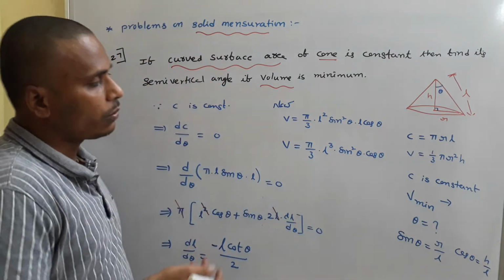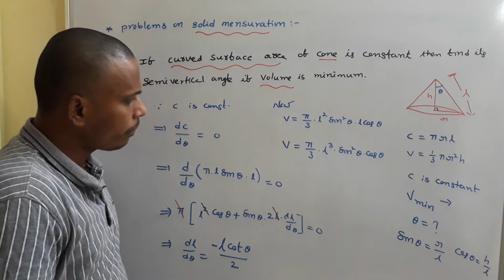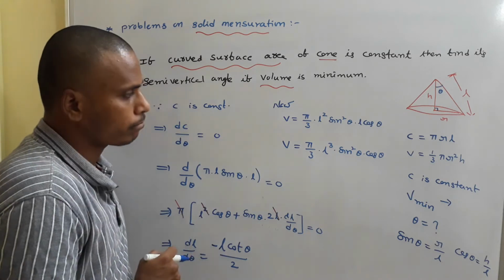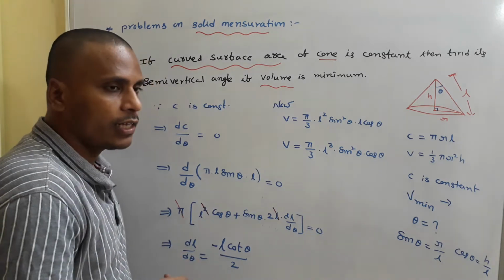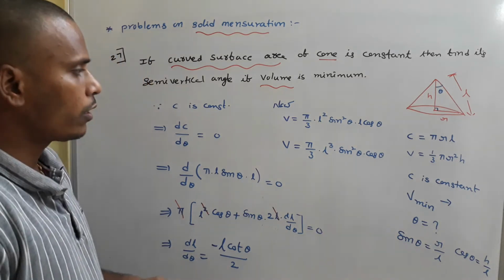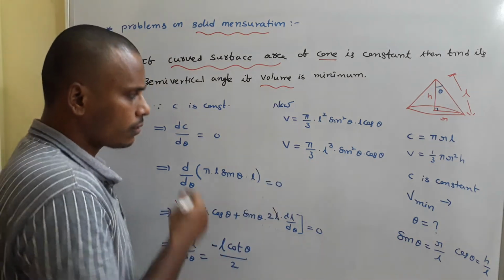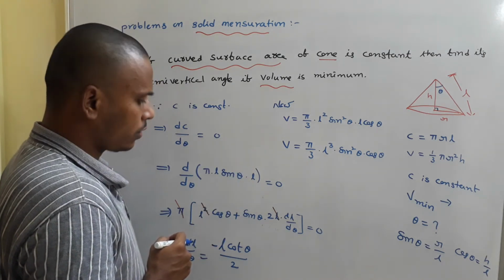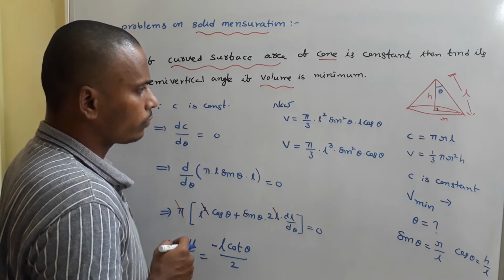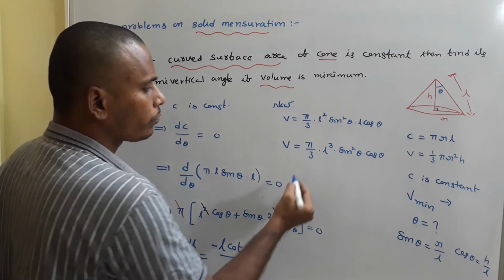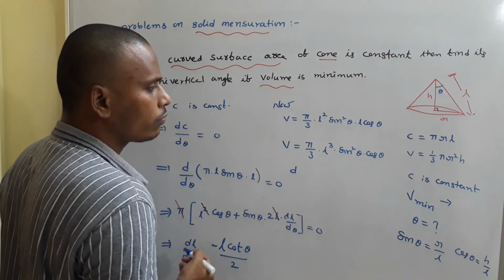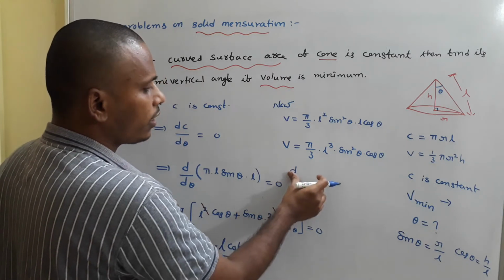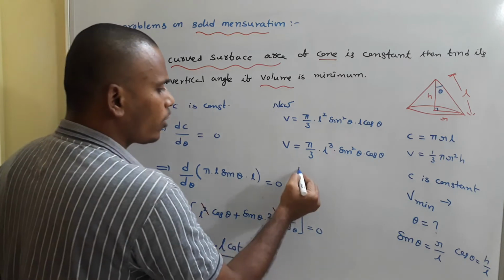Now our intention is to find the semi-vertical angle. We need to find dV by d theta. Because we have dL by d theta, I will try to use that. So we need to differentiate this sin square theta into cos theta. We need some space again here. You just try to calculate dV by d theta.